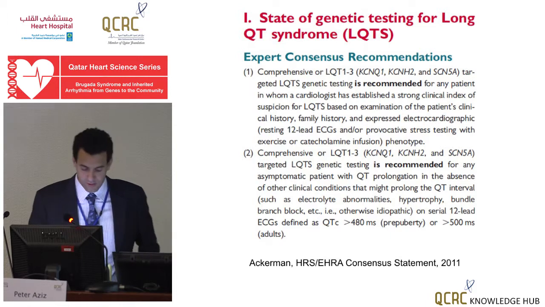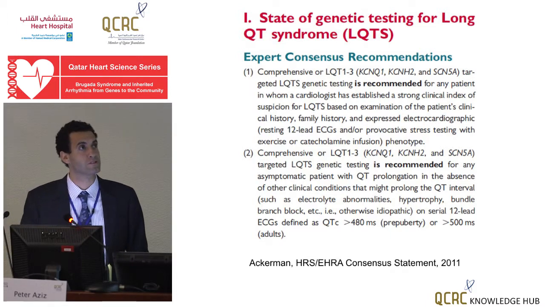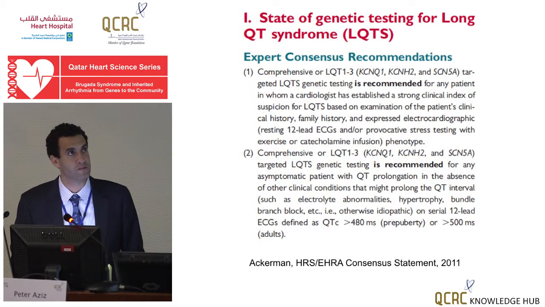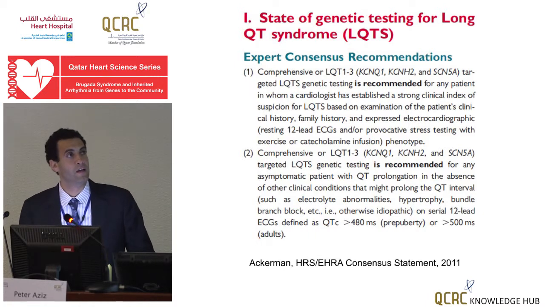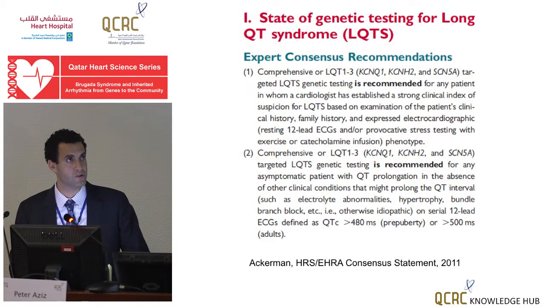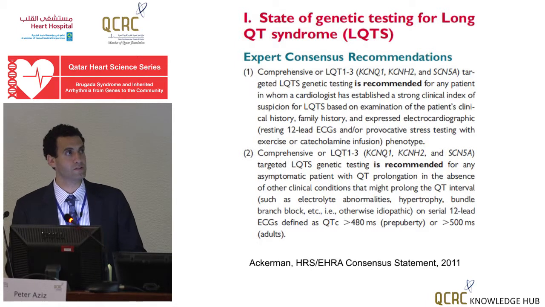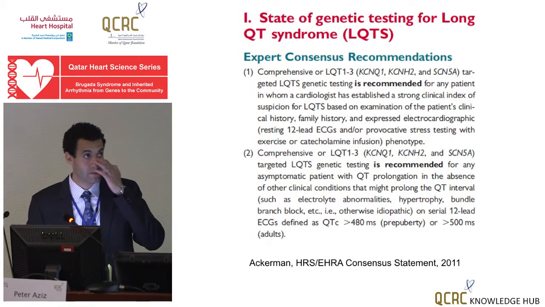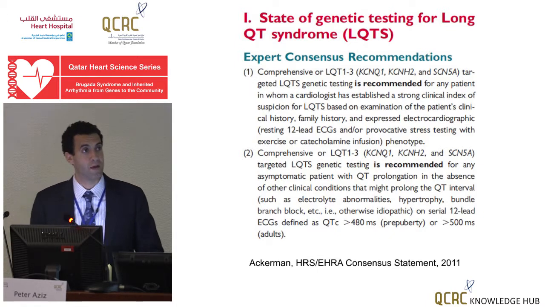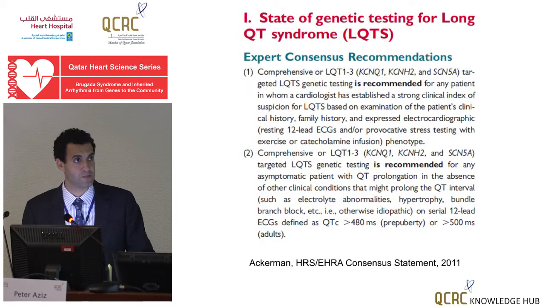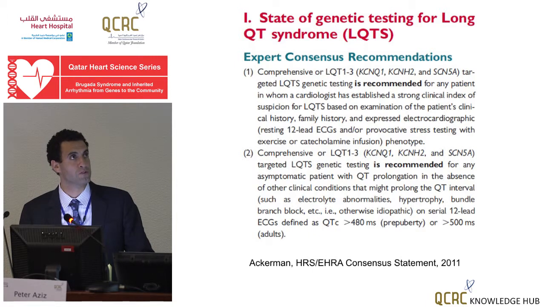So the consensus statement on genotype testing says that comprehensive long QT 1 through 3 testing is recommended in any patient in whom a cardiologist has a strong clinical suspicion for long QT syndrome, based on family history, clinical history, or ECG. Comprehensive testing is recommended for an asymptomatic patient with QT prolongation in the absence of other clinical conditions that can prolong the QTc, like drugs or electrolyte imbalances. So there's clearly a role for genotype in our patients.